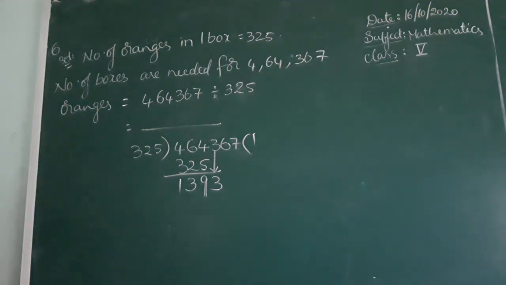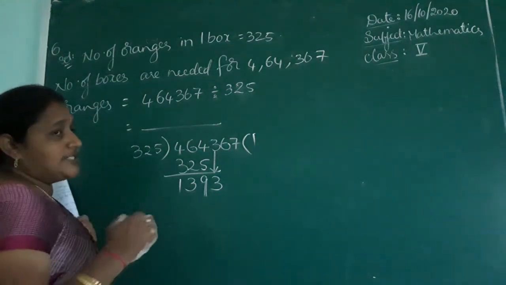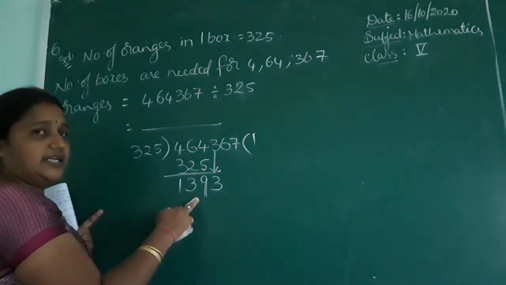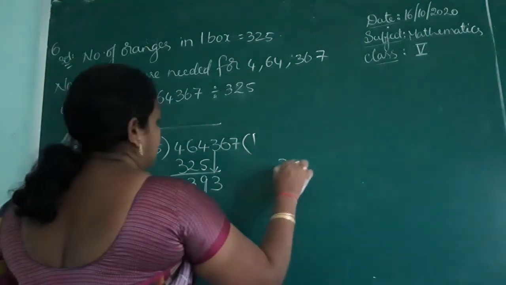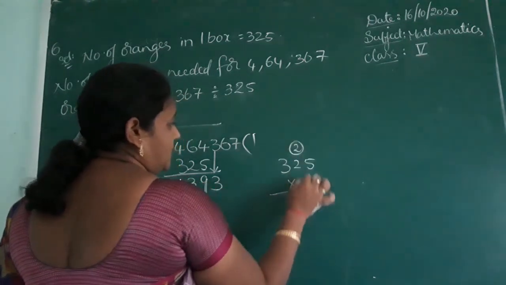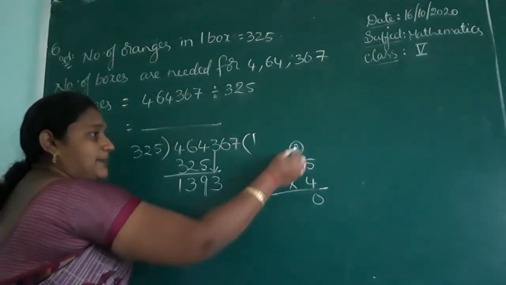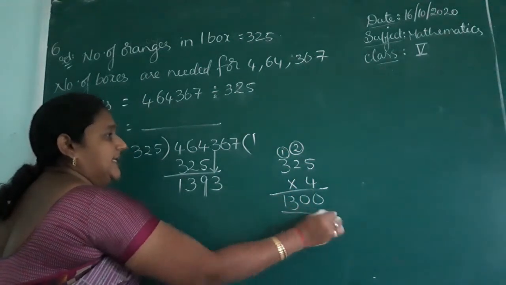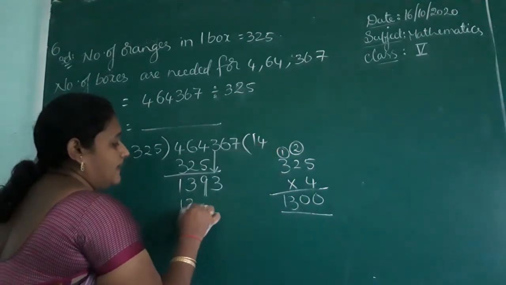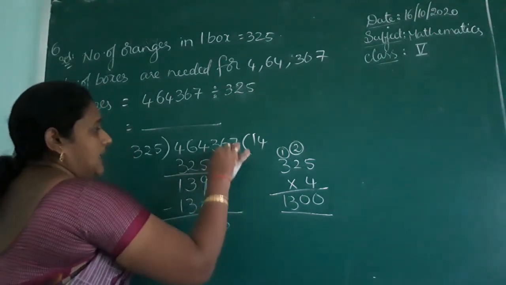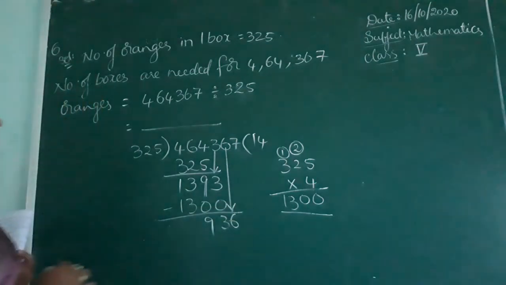1393. If you observe, 325 to 650, if it is possible for 4 times, 4 3s are 12, so it is nearer to 13. So check 325 into 4: 4 5s are 20, 4 2s are 8, 8 plus 2 is 10, 4 3s are 12, 12 plus 1 is 13. 1300s. What is left? 3. 9 minus 0 is 9. Now drop down 6. 936.